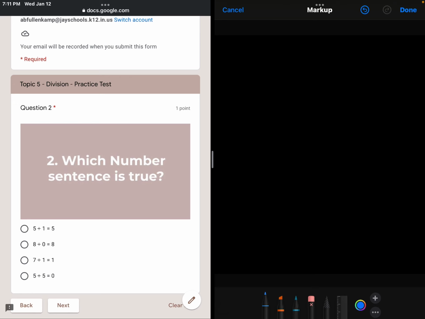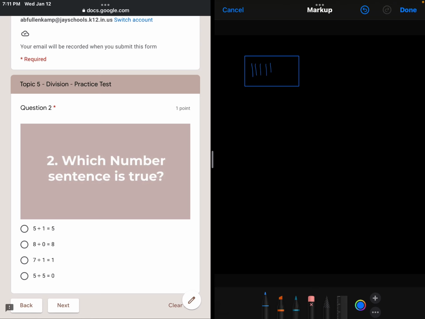Which number sentence is true? So, go through these number sentences. You know how to divide, right? If we have 5 divided by 1, we know we take that second number and we make that many boxes. Okay? I make 1 box. And if I'm dividing 5 equal pieces between that 1 box, well, I don't have any other boxes. 1, 2, 3, 4, 5. So, are there 5 pieces in each box? Yes. So, that first one works.